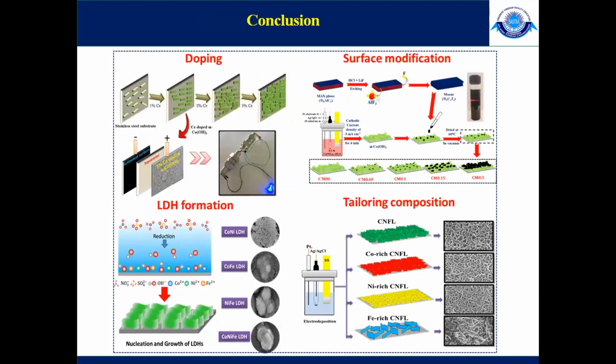In conclusion, we implemented four different strategies to improve the performance of alpha cobalt hydroxide. First, we used cerium doping to improve its performance. Second, we modified the alpha cobalt hydroxide surface using Maxine. In the third work, we prepared layered double hydroxides by introducing trivalent metal cations into cobalt hydroxide. And finally, we successfully optimized the composition of the ternary layered double hydroxide.